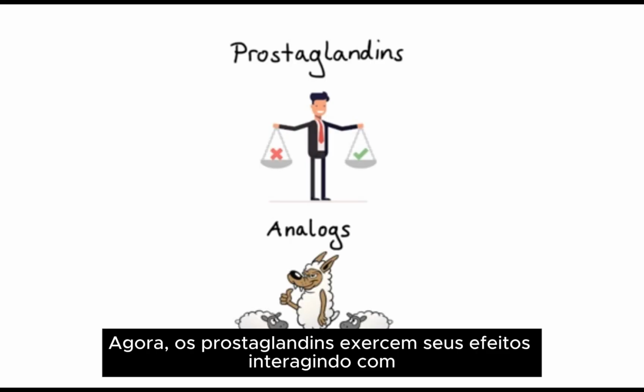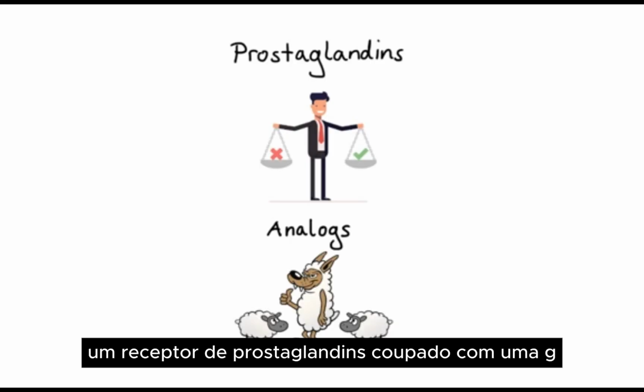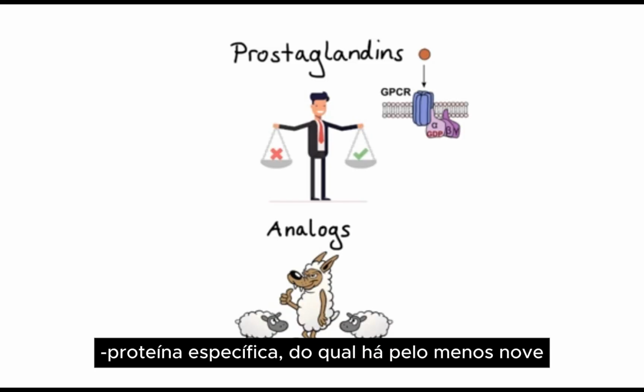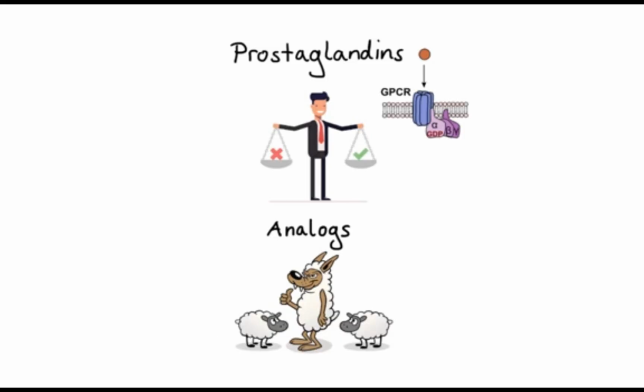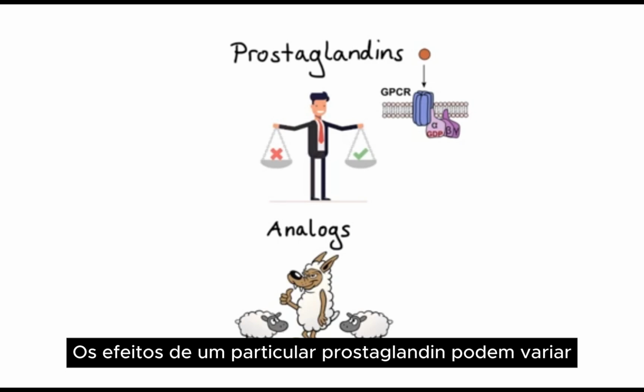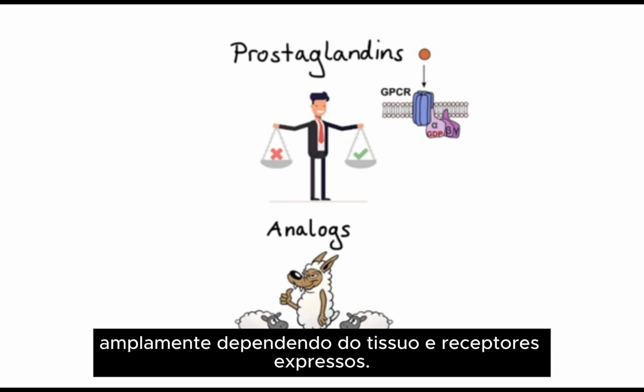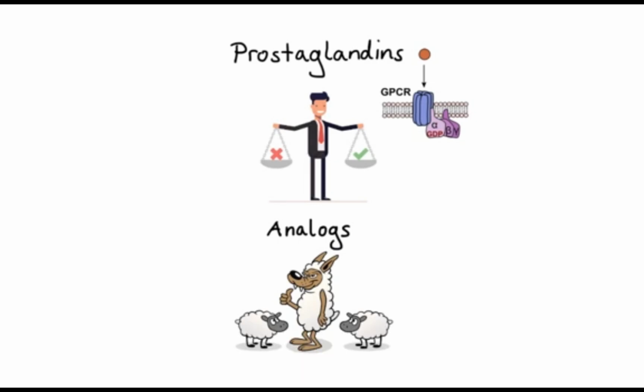Now, prostaglandins exert their effects by interacting with specific G-protein coupled prostaglandin receptors, of which there are at least 9 known subtypes. The effects of a particular prostaglandin may vary widely depending on the tissue and expressed receptors.